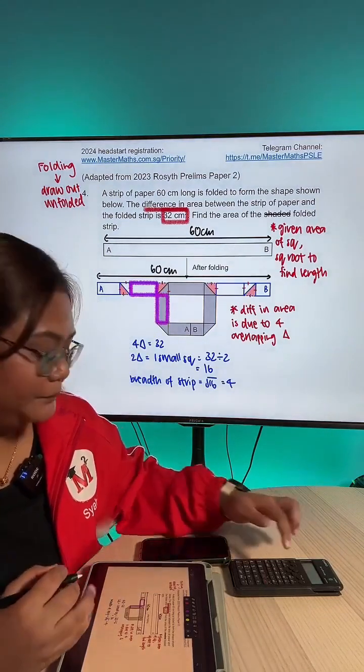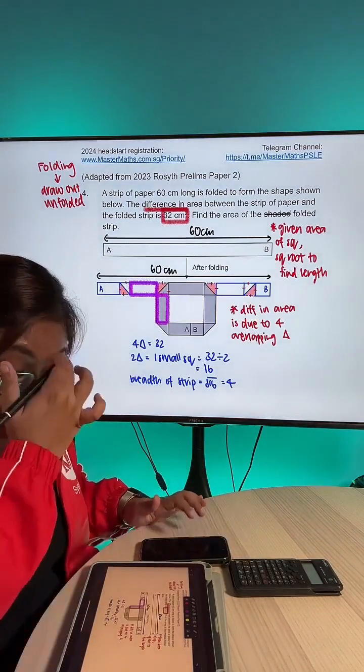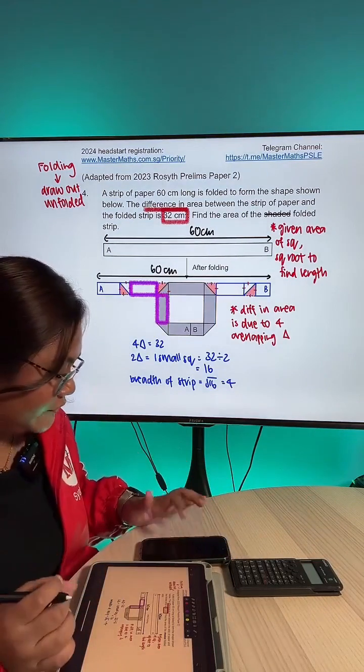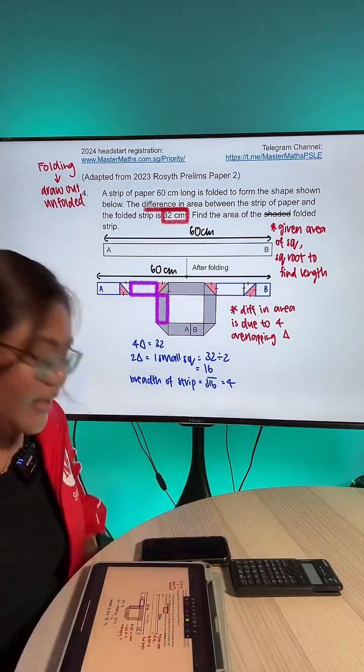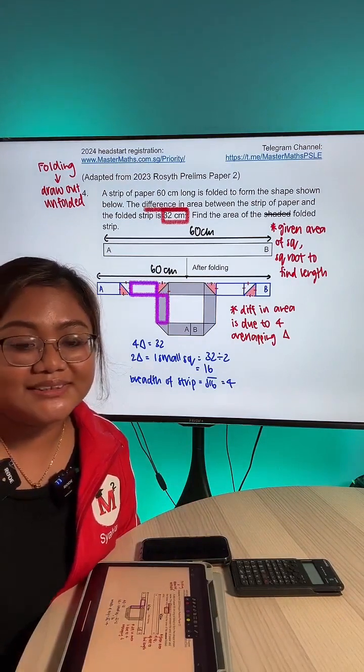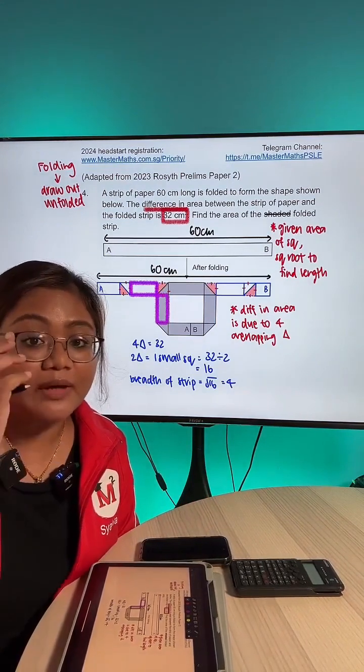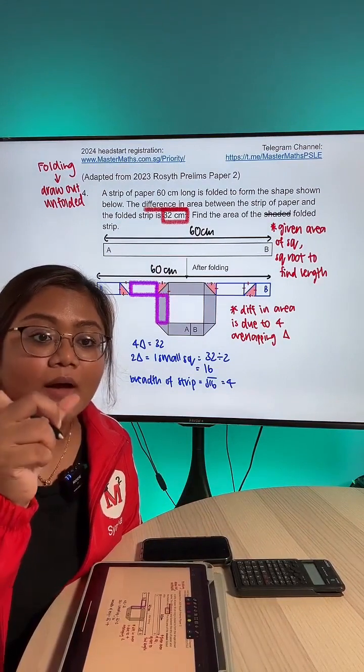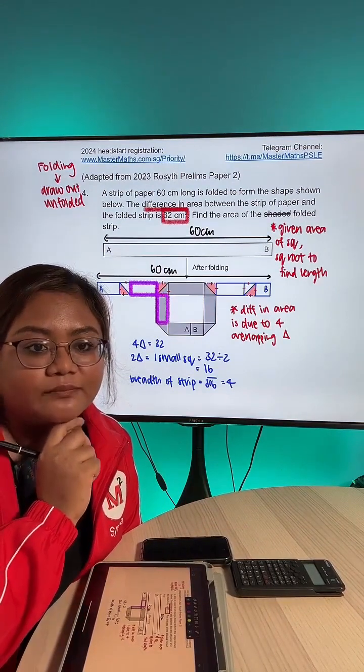Okay? So if the breadth of the strip is square root 16, which is 4, we can then find the folded area by looking for the area of the bigger strip first. Okay?